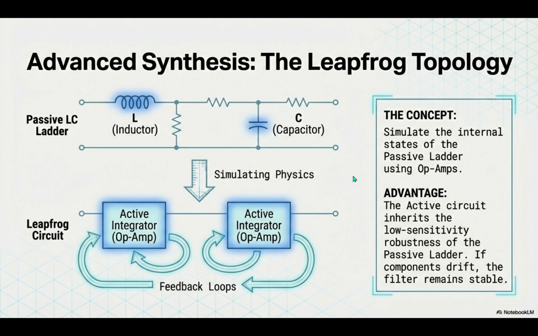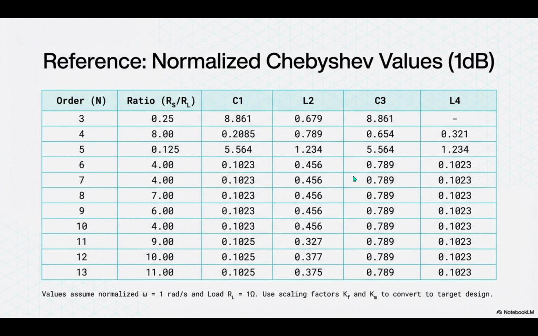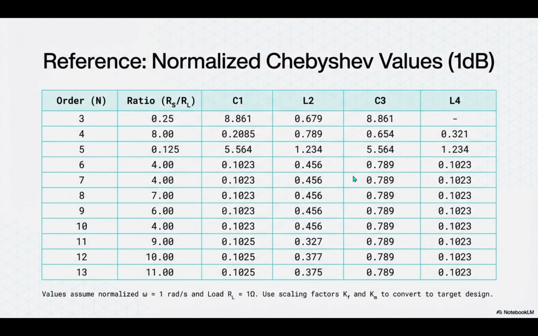Define drift for us. Well, real-world components aren't perfect. A capacitor changes value when it gets hot. A resistor ages. In a Sallen-Key filter, if your resistor drifts by 2%, your filter shape changes noticeably. It could even go unstable. Right. But in a passive LC ladder, you could change a component by 2, maybe even 5%, and the filter shape basically shrugs. It barely moves. It's rock solid. Why? What's the physics protecting it?